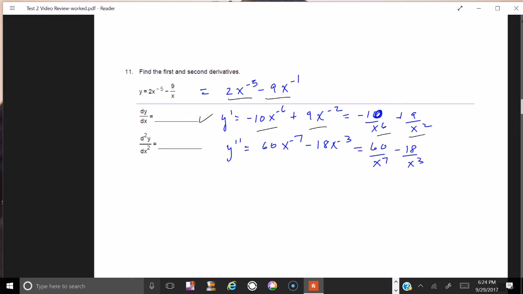But since we need to take a second derivative, we didn't even have to rewrite that. Well, yeah, we do, because it's asked for the first derivative. So this is the first derivative. And then the second derivative, we just use this function and take another derivative and get 60x to the minus 7 minus 18x to the minus 3.